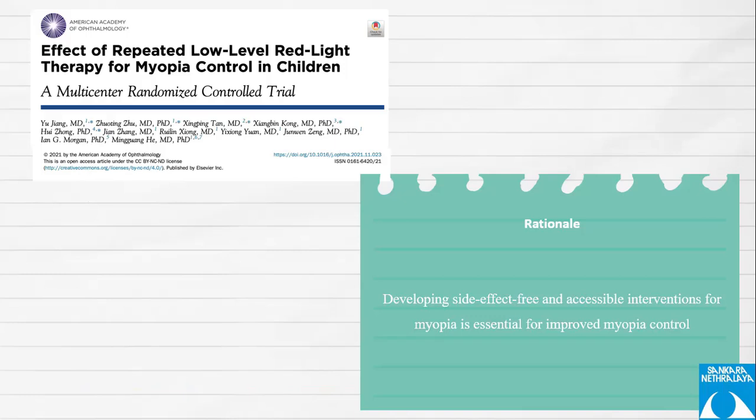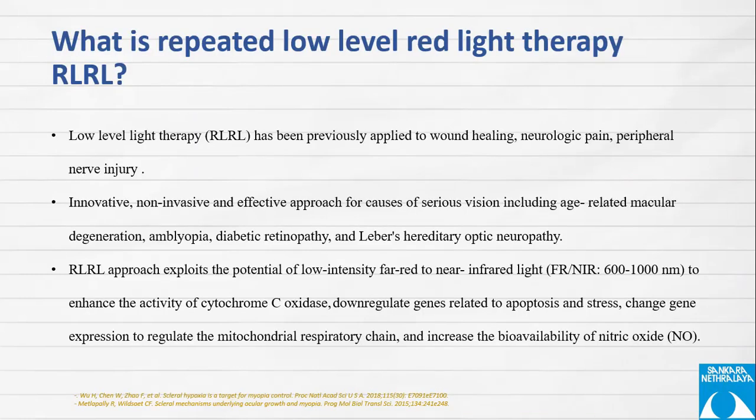At present, it's not available in India, and it's under a lot of scrutiny at this point. This is the first trial which has come out when we talk about low-level red light therapy for children. It was a multi-center randomized control trial, and the rationale for them to prescribe this treatment was to develop a side effect-free and accessible intervention for improving myopia control. So, what is repeated low-level red light therapy?